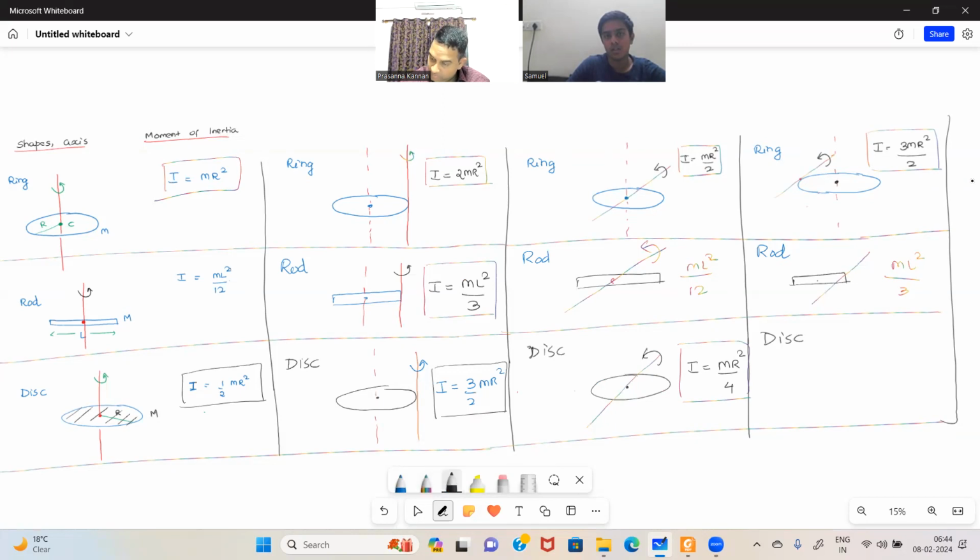Now last, disc. Your axis is not passing through the center of mass, but it is a tangent. So what will it be? It will be mr square more than this value. These are ideas which will help you get to the answer fast, even if you forget. So what was this answer? mr square by 4, right? Yes. So to get this one, you have to add another mr square to it. So your answer will become 5 mr square by 4.